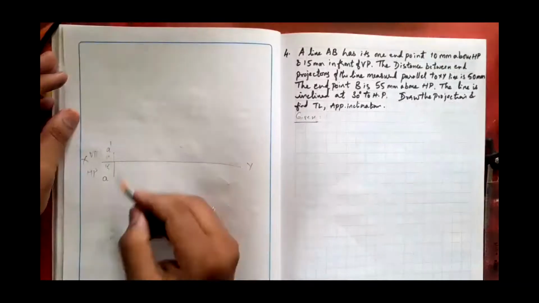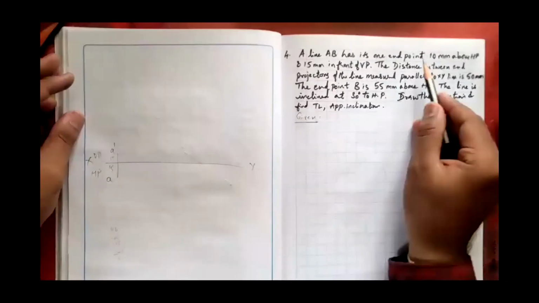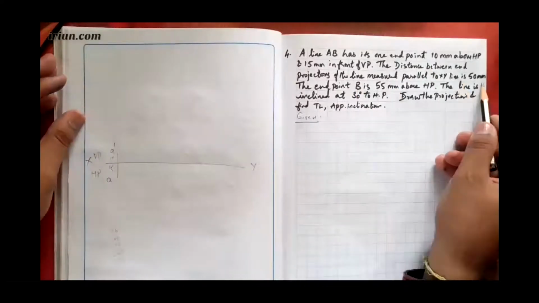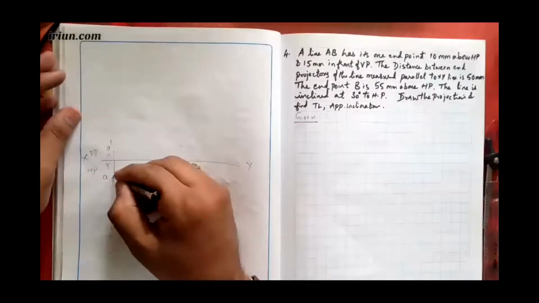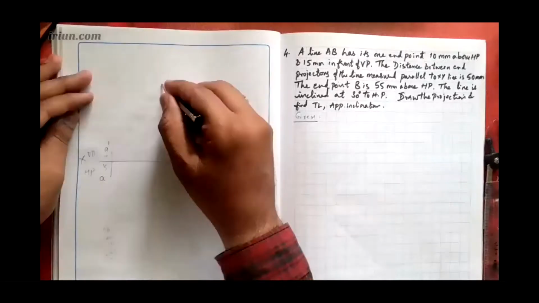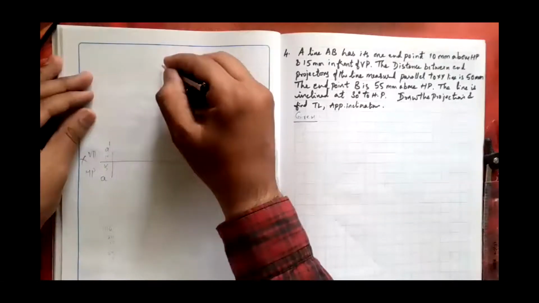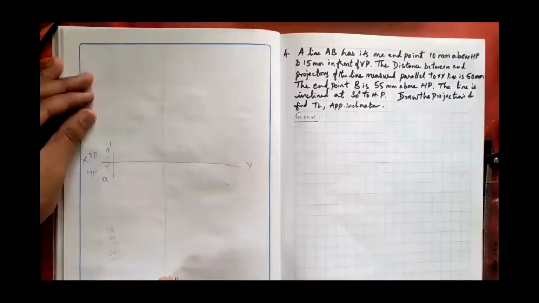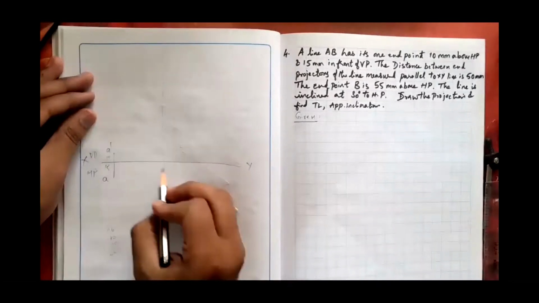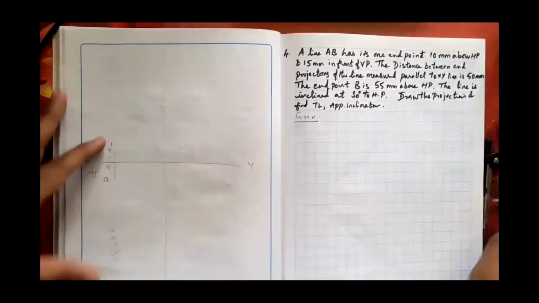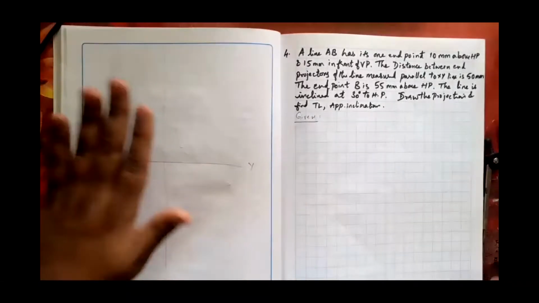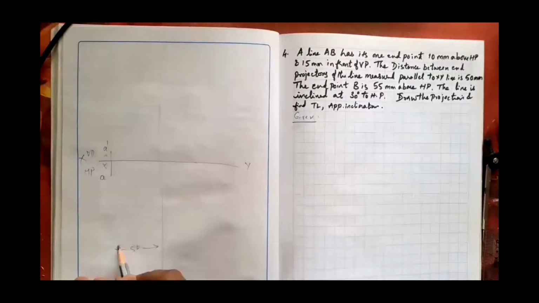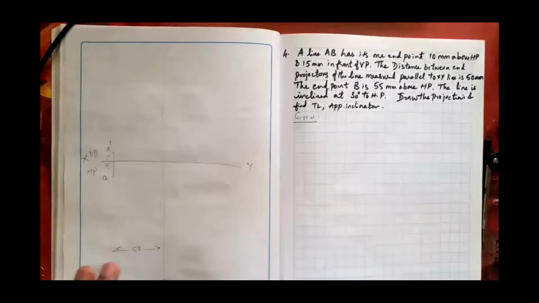The distance between the end projectors of the line measured parallel to XY line is 50 mm. See, A dash A I know. So B dash B, I don't know where exactly it is. Somewhere on this line, B dash B will lie. This distance is 50 mm. Please understand that this is a rough figure. On this line, somewhere B dash and B is lying.